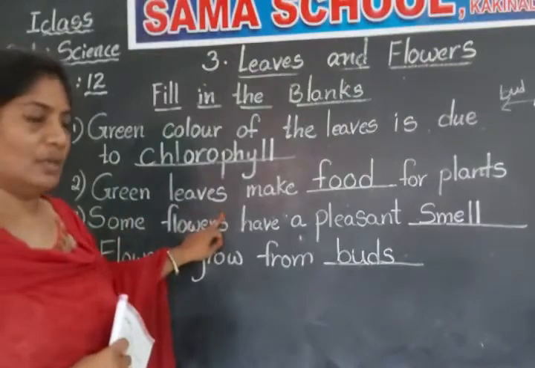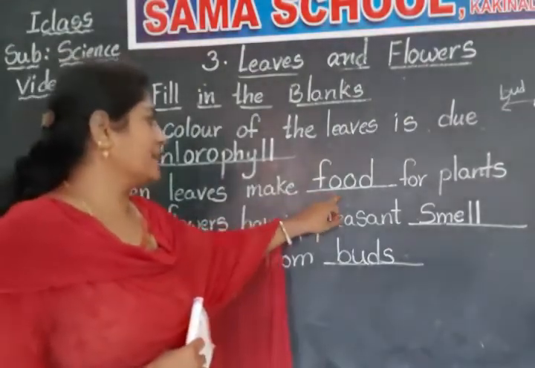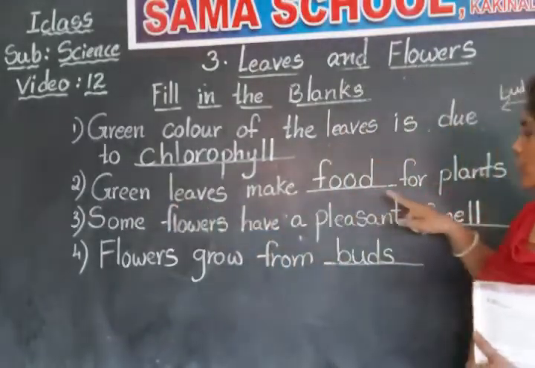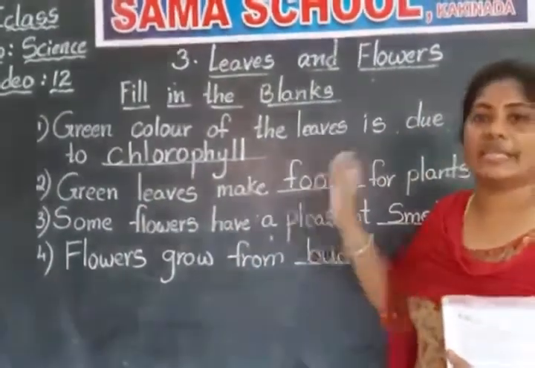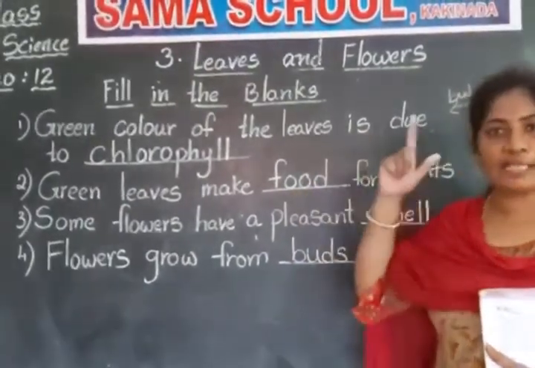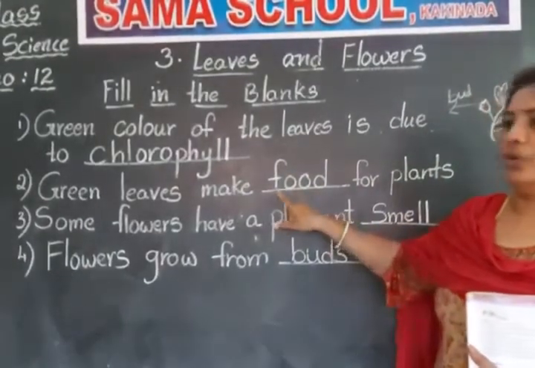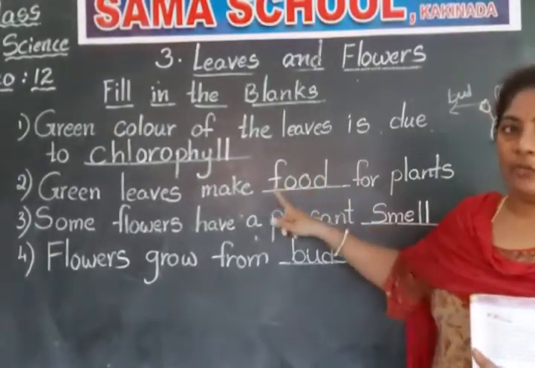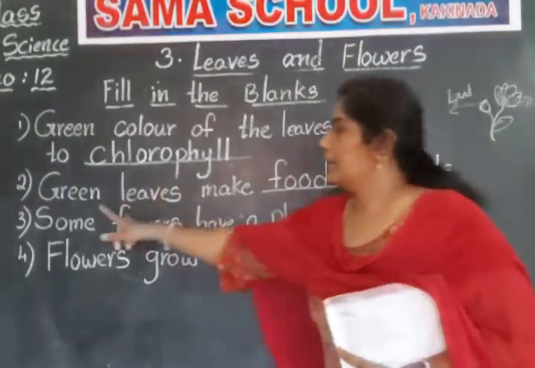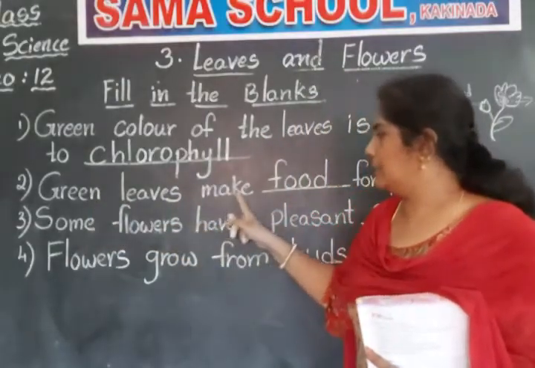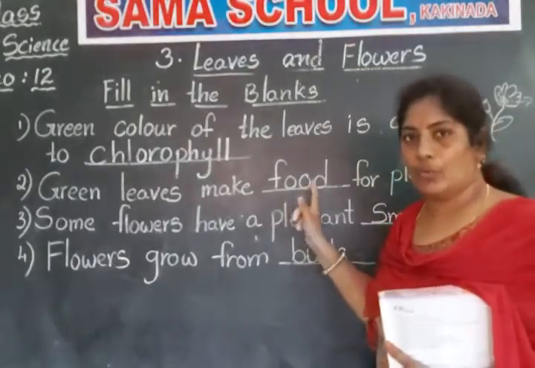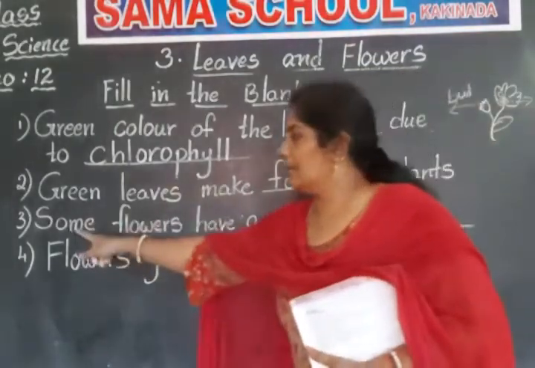green leaves make dash for plants. What does it prepare? The green part of the leaves, what does it prepare? It prepares food, no? I already told in the lesson. So, food. F O O D. Green leaves make food for plants. Okay. Third one.